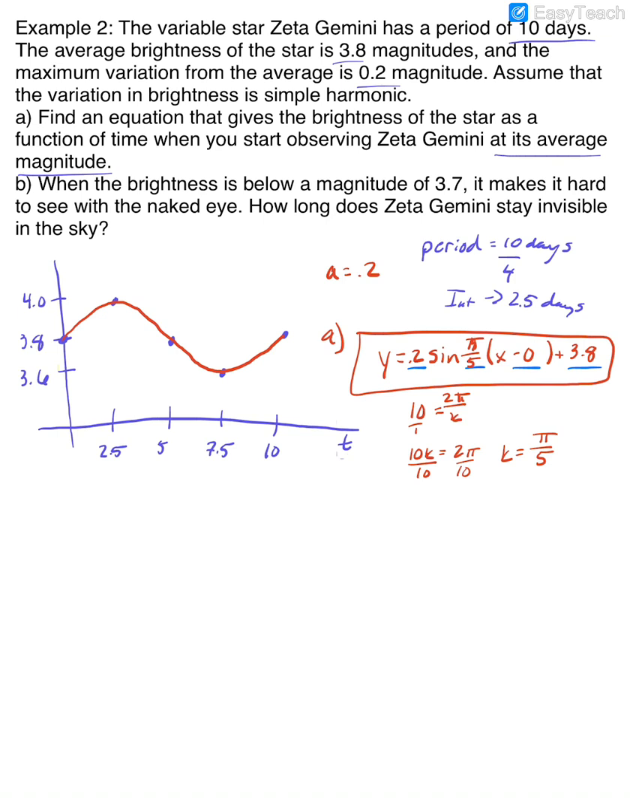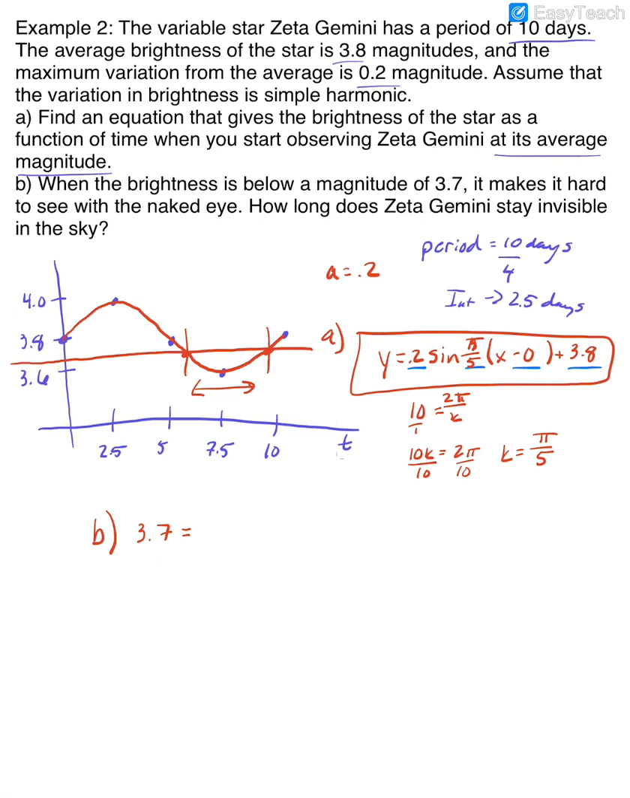Letter B wants: when the brightness is below a magnitude of 3.7, it makes it hard to see with the naked eye. So how long does Zeta Gemini stay invisible in the sky? Meaning I can't see it. So here for letter B, I want to do what I did in the last example. I'm going to take that value that they gave me, which is 3.7, and set it equal to my graph, because I'm really just saying, straight across, right? There are those two intersections that I'm looking for, and in between there, I can't see it.